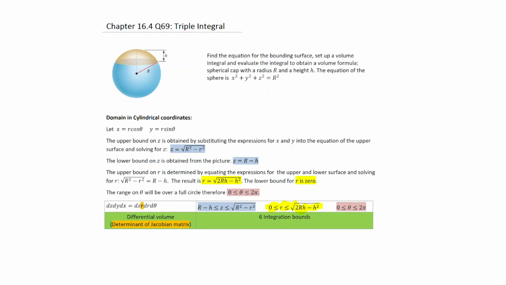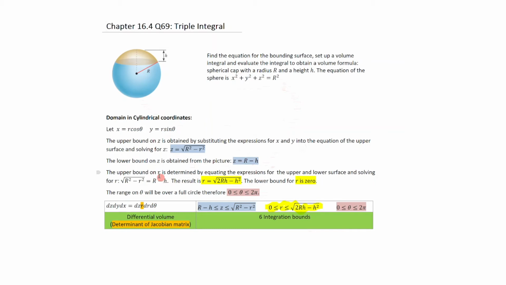So in this case, again, x becomes r cos theta, y becomes r sine theta. So the upper bound on z is obtained by substituting the expressions for x and y, that's these expressions, into the equation of the upper surface and solving for z. So that means I just put it into this equation, solve for z, and I end up with this expression here, capital R squared minus little r squared. The lower bound on z is obtained from the picture. So this height here would be this radius R minus this height h. So that's the lower bound on z. So we got upper bound and lower bound on z.